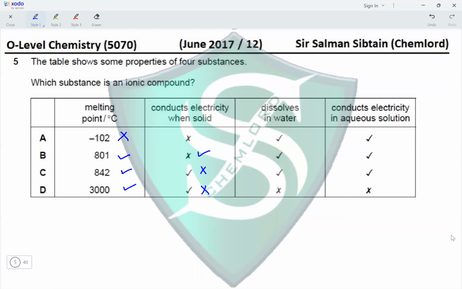Dissolves in water. Ionic compounds do dissolve in water. Not all of them, but if it says it dissolves in water, then we'll accept it because some do, some don't. Conducts electricity in the aqueous state? Yes, they conduct electricity in the aqueous and the molten state. So all the properties shown for ionic compounds are correct in option B, making option B the correct option for this question.